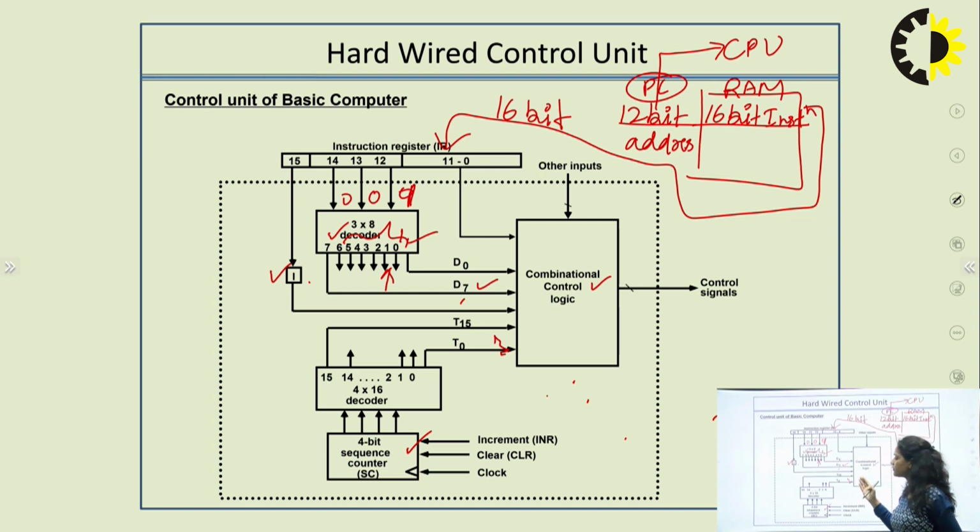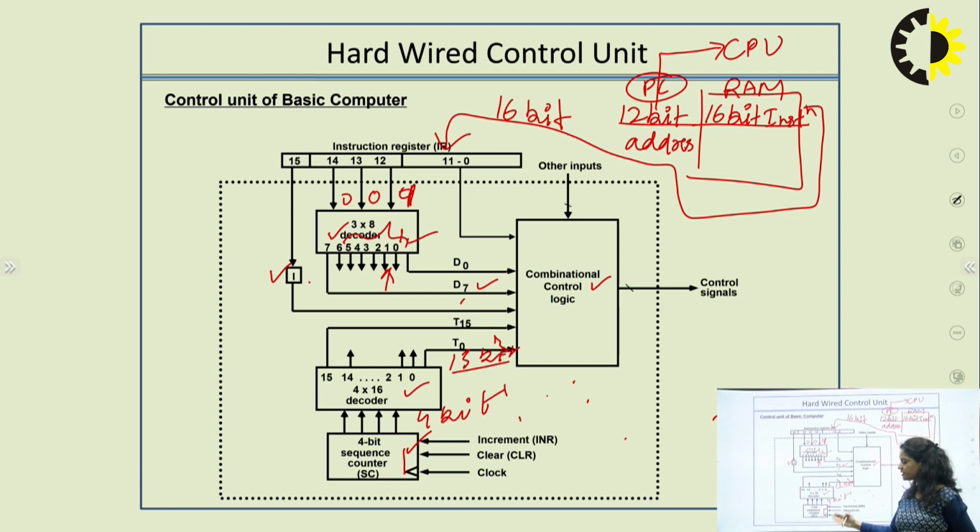Now this decoded output will work along with timing signals, from T0 to T15. Before execution we will consider only T0 to T4. After execution we will take T5, T6, T7 and so on. For this purpose we have inserted one sequence counter, which generates a 4-bit output, and that 4-bit output is converted into a 16-bit output with the help of a decoder again, which acts as the timing signals T0, T1, T2, T3 and so on to T15.